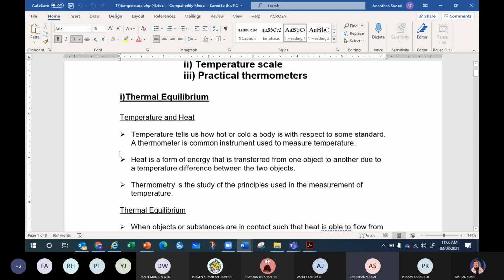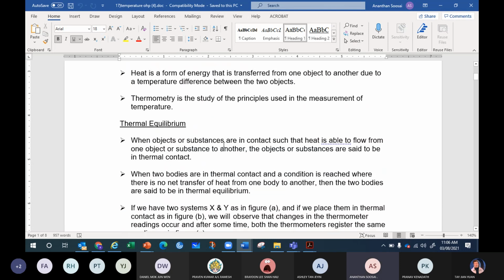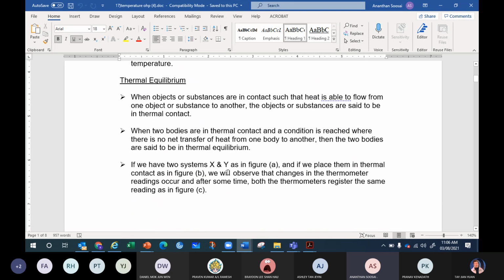When two bodies or objects are in contact such that heat is able to flow from one object to another, what is meant by thermal equilibrium? When two bodies are in thermal contact and the net flow of heat is zero, then we say it achieves thermal equilibrium. When two bodies achieve thermal equilibrium, it means they must have the same temperature.